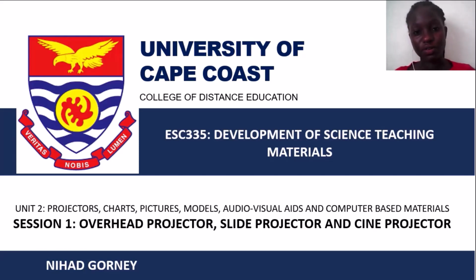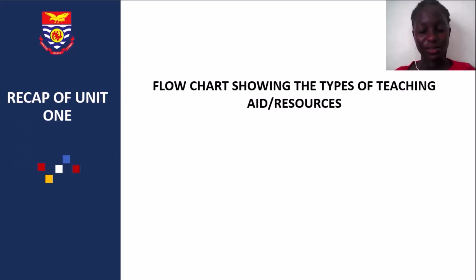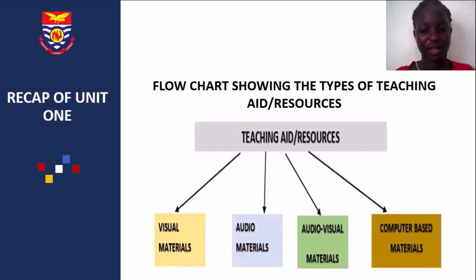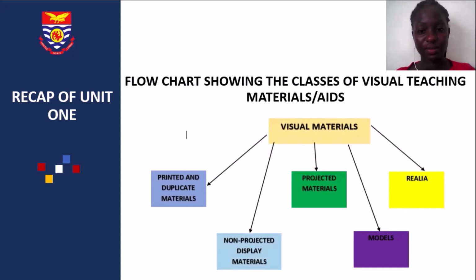But before we move on to the objective of Session 1, let's have a recap of our last unit. In our last unit, we were introduced to teaching aids and resources. We came across the 4 classes of teaching aids, namely visual materials, audio materials, audiovisual materials, and computer-based materials. We then went on to start looking into the visual materials. We classified visual materials under printed and duplicated materials, non-projected display materials, projected materials, models, and realia.